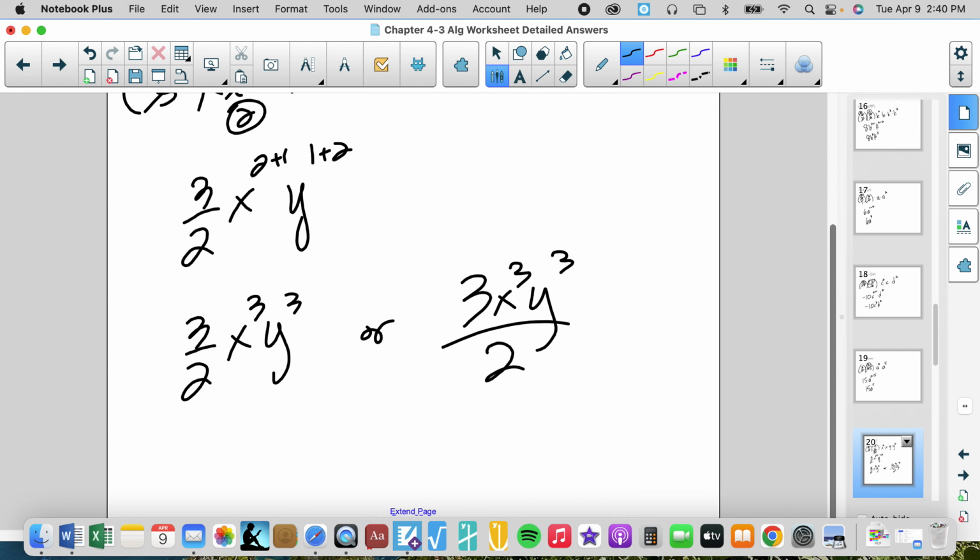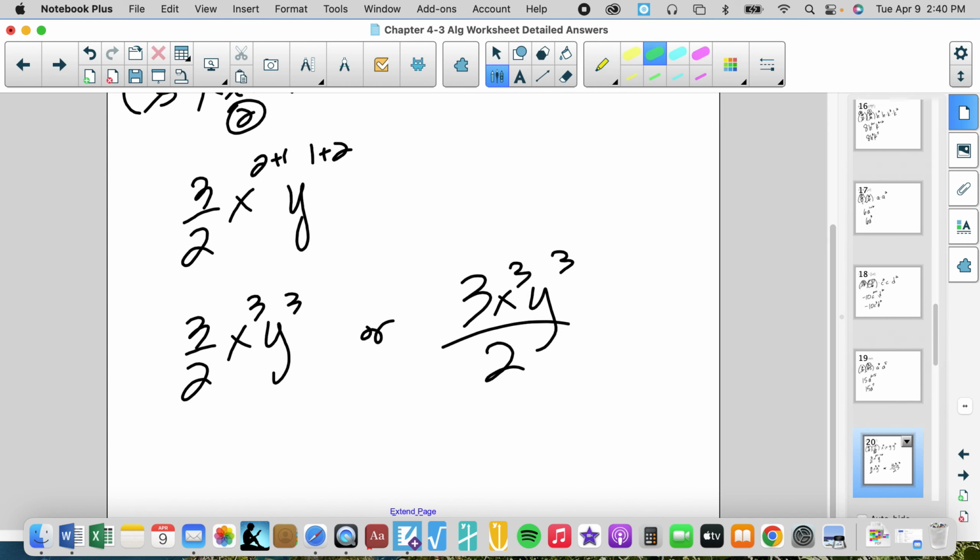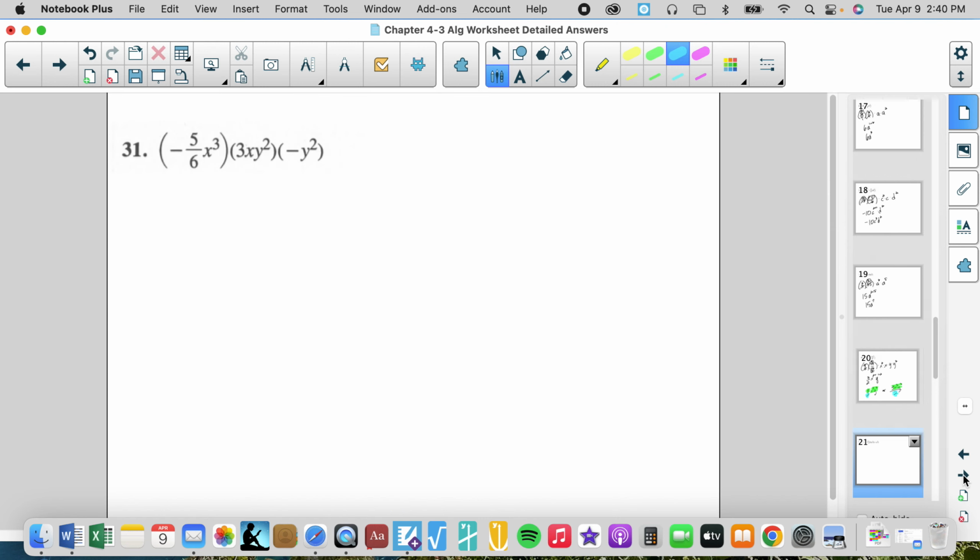We can put all the numerators together in the numerator. This is in the numerator. This is in the numerator. So you'll notice that I put it all in the numerator. The 2 is in the denominator. It's the only thing in the denominator.